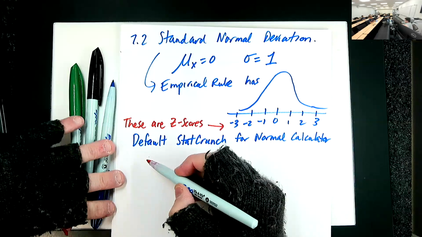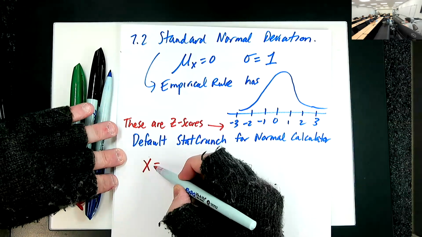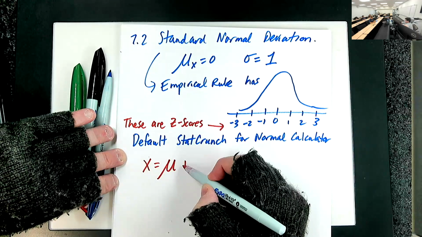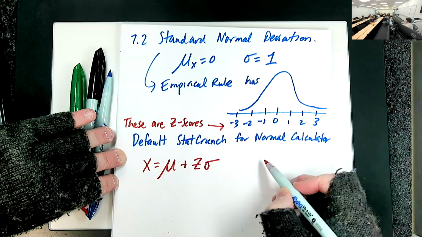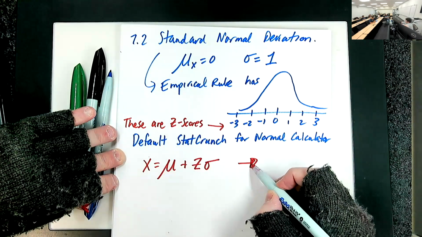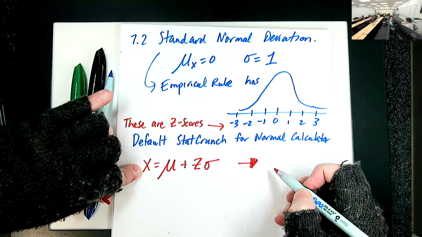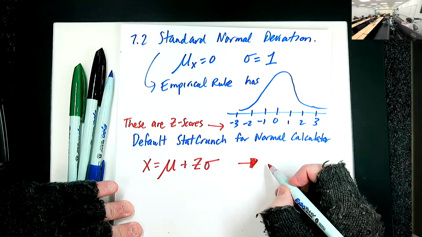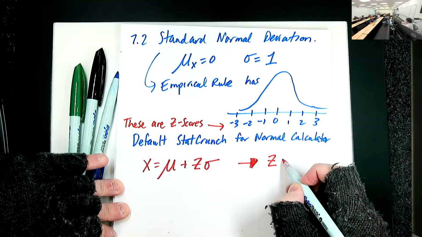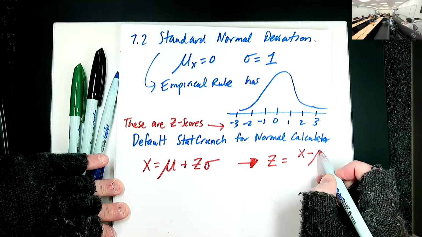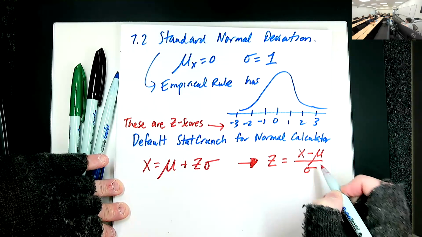So as a reminder, because you did this before, x equals mu plus z sigma. You can calculate z-scores given any x, or given any mean and standard deviation, as z equals x minus mu over sigma.